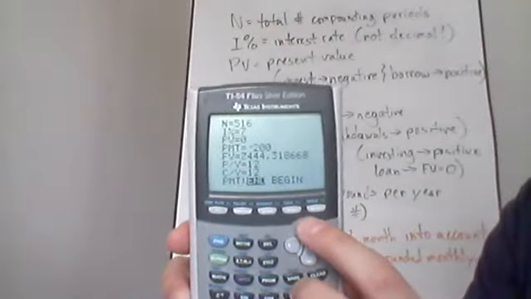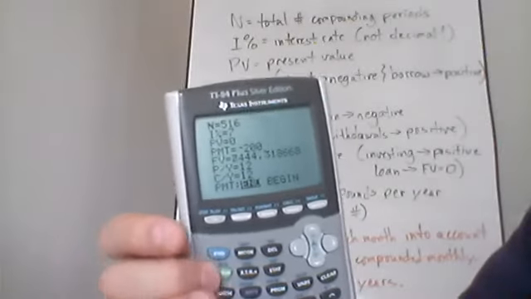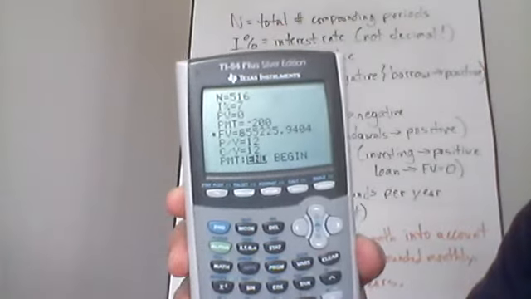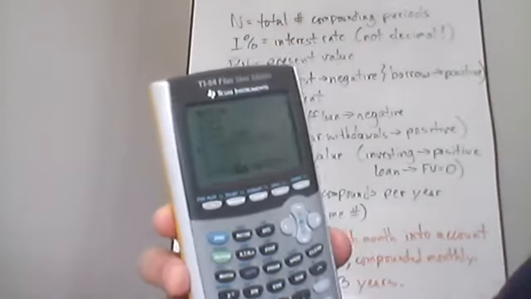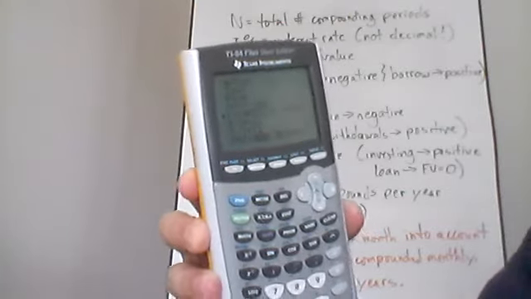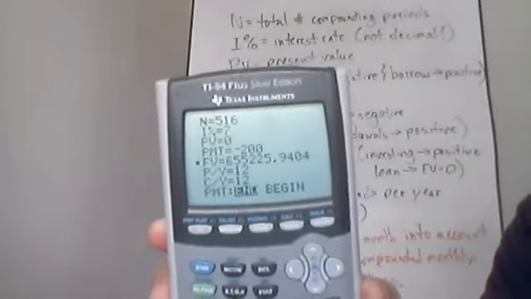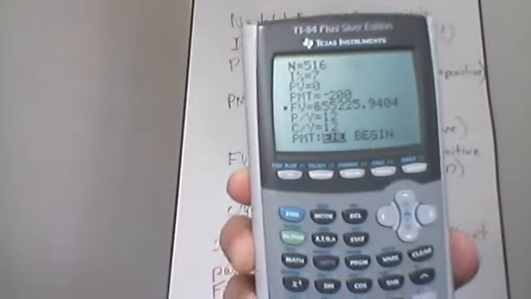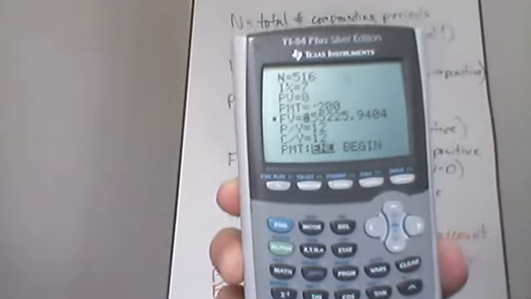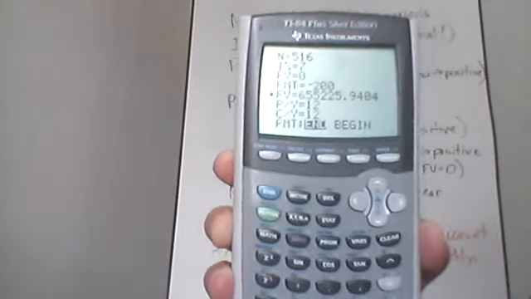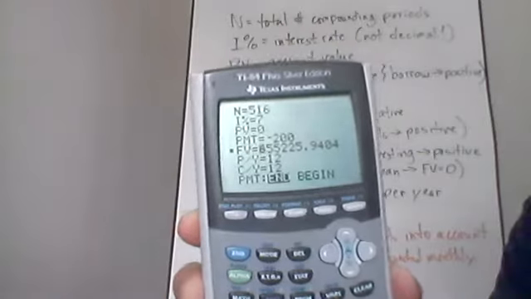I go back up to what I'm trying to solve for, the future value. I hit alpha, and then I hit the enter key, and it changes that future value to $655,225.94. Right, so that's how much, if we make these $200 deposits each month for 43 years at 7% interest, after 43 years, we've got $655,000. Pretty good. All right, so that's that second example.